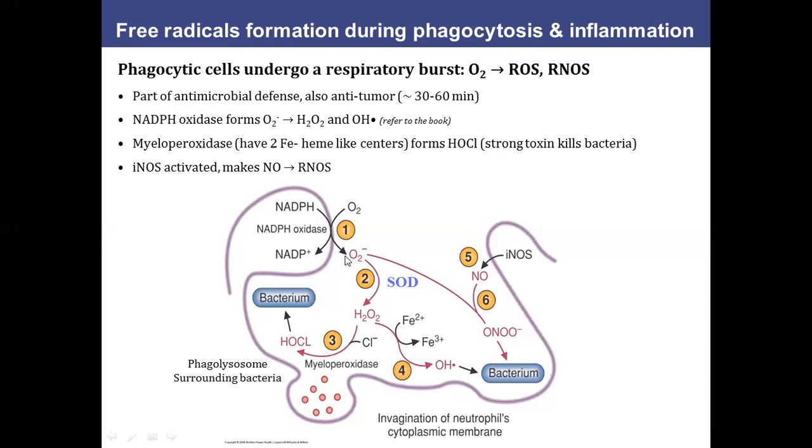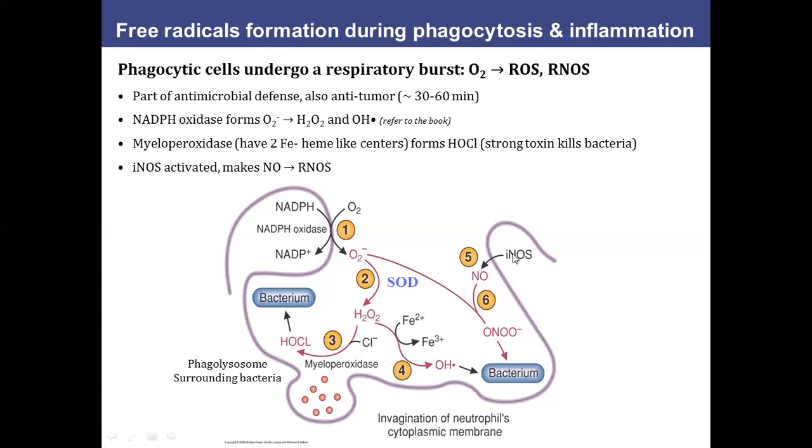Now, the superoxide anion is converted to hydrogen peroxide. The hydrogen peroxide will combine with the chloride, catalyzed by the enzyme myeloperoxidase, to form the hypochlorous acid. This one is very important and a very powerful reactive oxygen species because it can destroy the bacteria within seconds of interaction. Now, the hydrogen peroxide can also generate the hydroxyl radical via the Fenton reaction that involves the transition metal Fe2+. So the H2O2 can generate the hydroxyl radical from the Fenton reaction and can damage the bacteria.